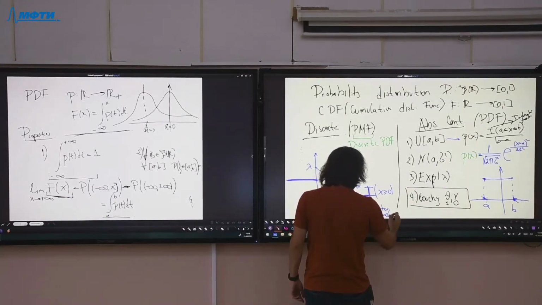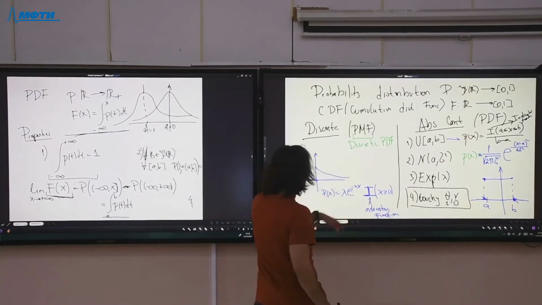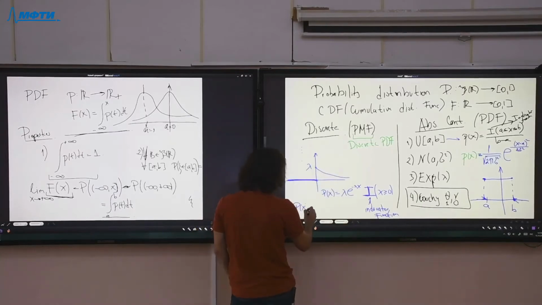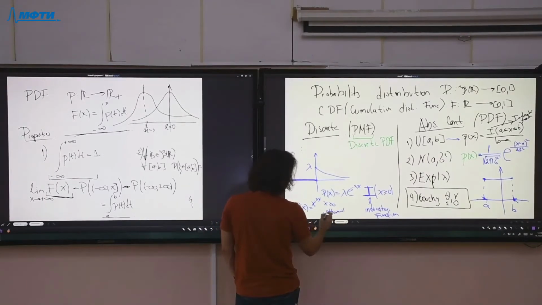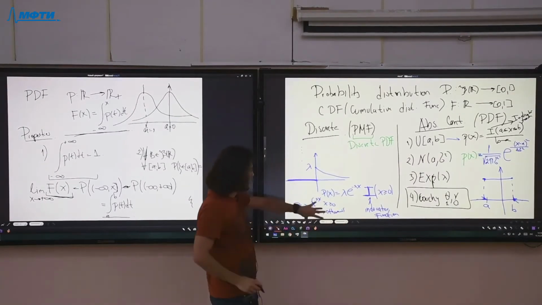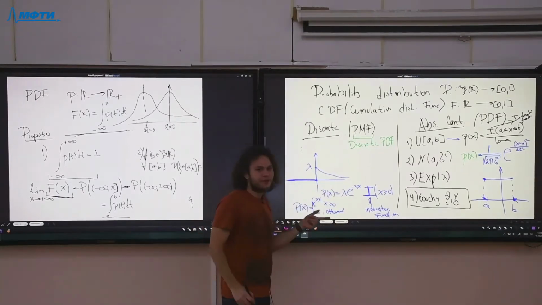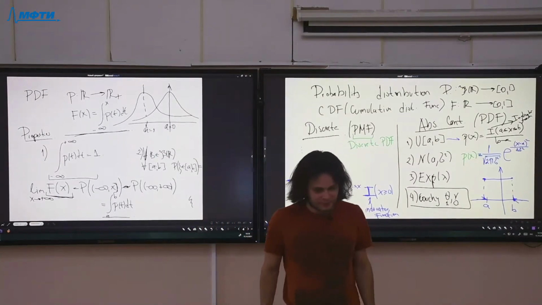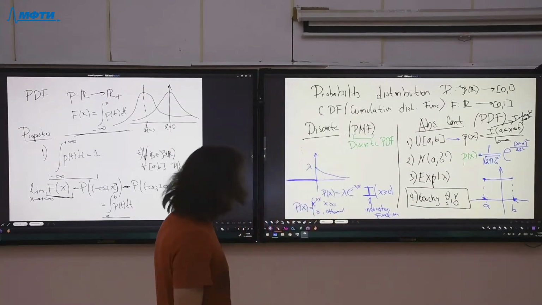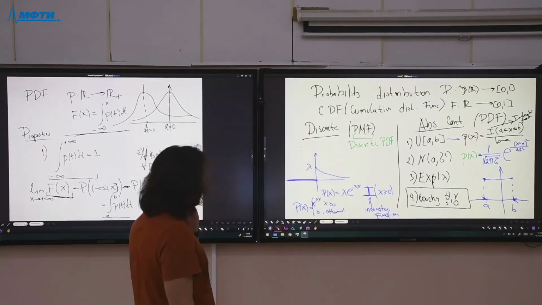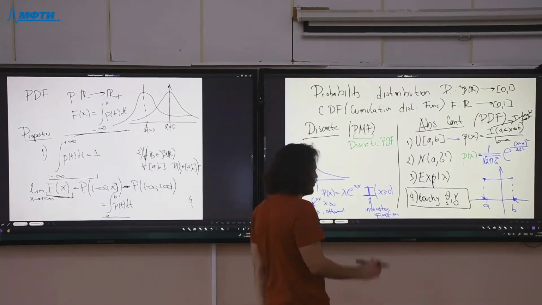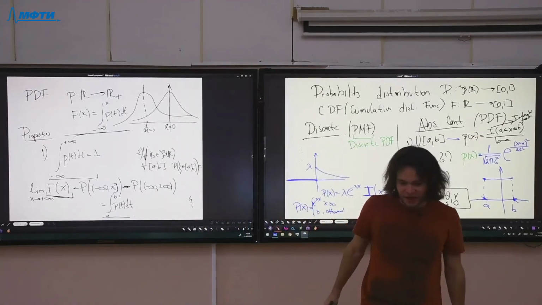Why do I write it like this? Because I can write either this or the following. If x is greater than 0, then this is lambda e to the minus lambda x, and otherwise this is 0. It's the same, but I don't want to write it like this because it's long. Hope it's clear. Okay. And for the Cauchy distribution, well, we have some density, and that's it.